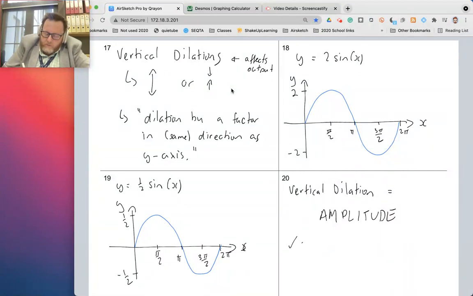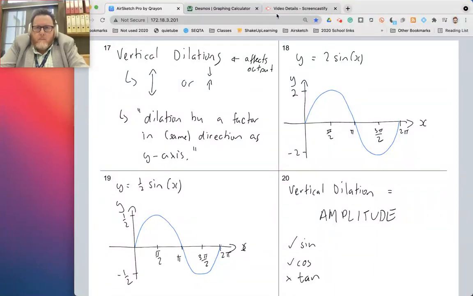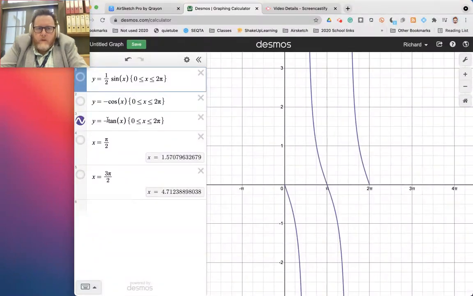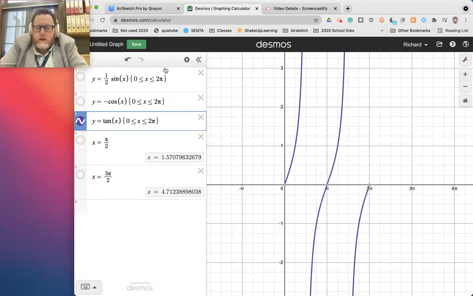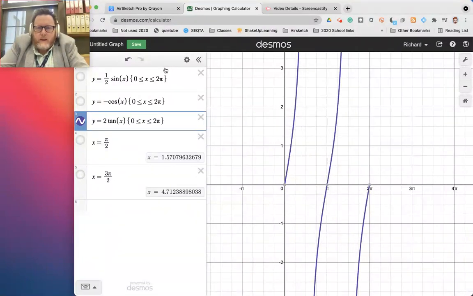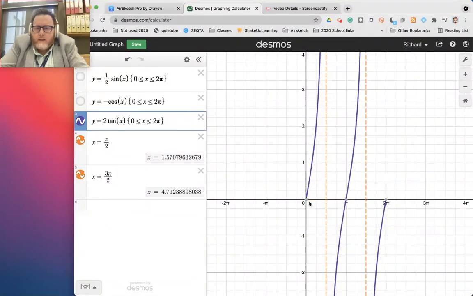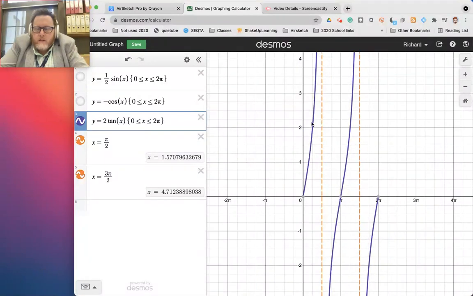Amplitude only works for sine and cosine. We don't talk about amplitude for tan because there is no maximum or minimum. If I tick this, here's my tan graph. If I make it double, so that's what a tan graph normally looks like. If I double it, it's definitely changing, isn't it? It's accelerating faster, so it's stretching much more quickly. The asymptotes are still the same, still going towards the asymptotes. It's just that this is a lot steeper.